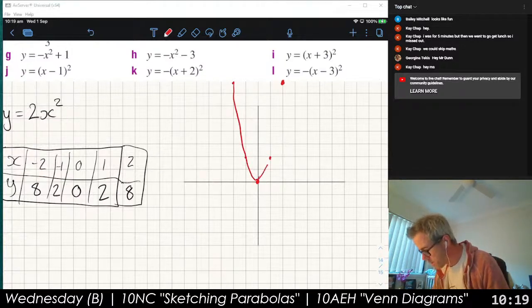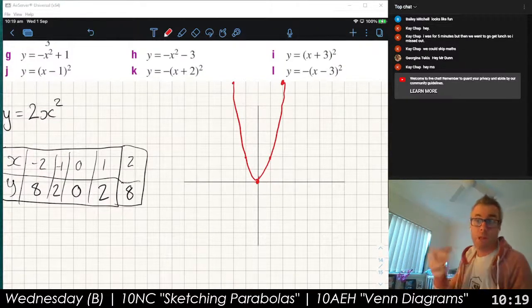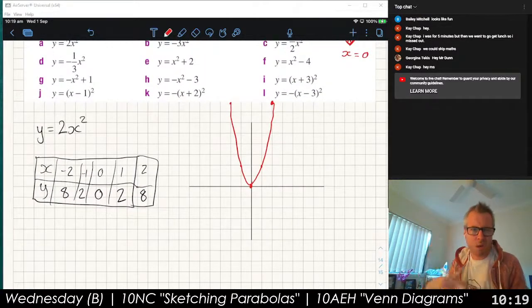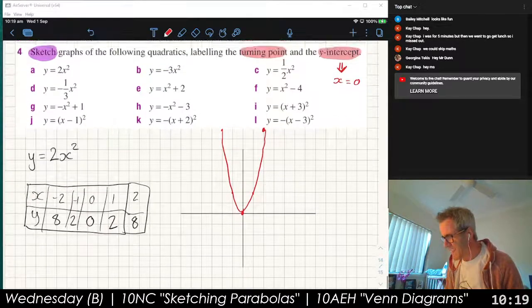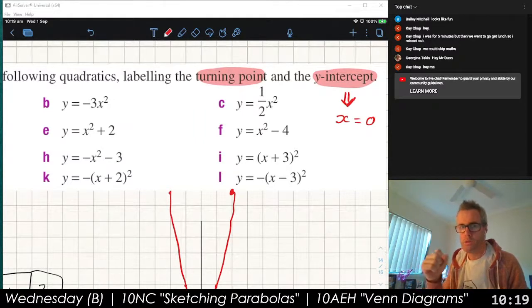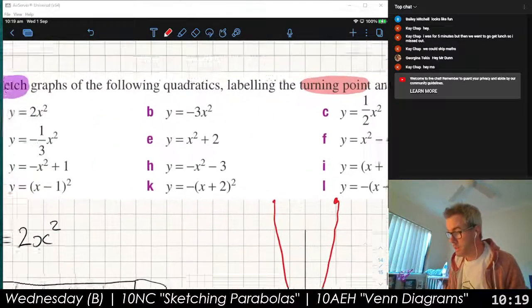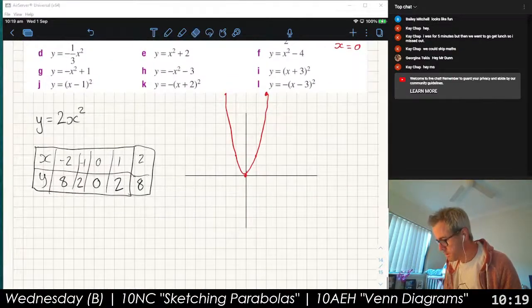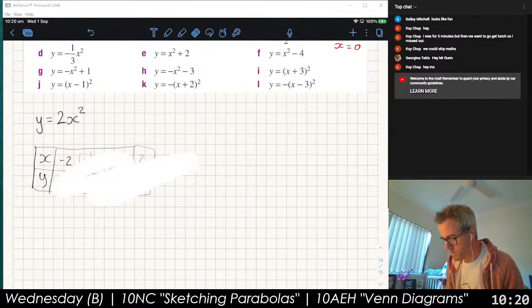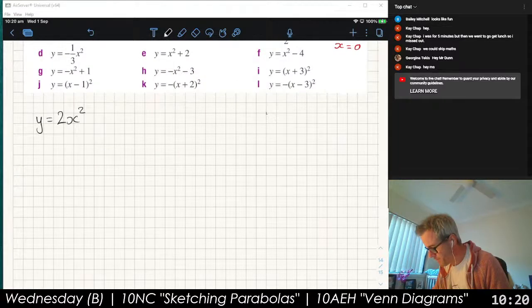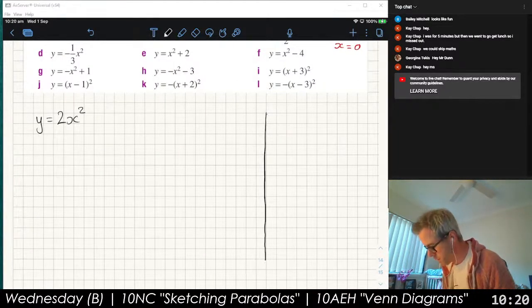That's all well and good. But that was a pain in the butt. That was a lot of working out, a lot of space taken up, a lot of calculations to get a whole bunch of different coordinates. The key here is using our turning point and our y-intercept to roughly draw, or as it says here, sketch our parabola. So, as opposed to this, let's get rid of all of this, like so. I should have kept that Cartesian plane, but that's okay. All right, so let's do this, and let's do this.